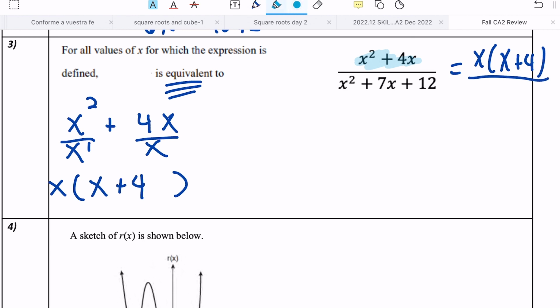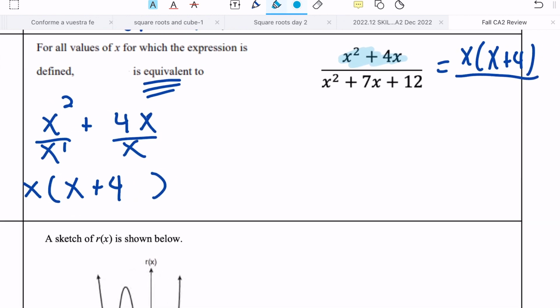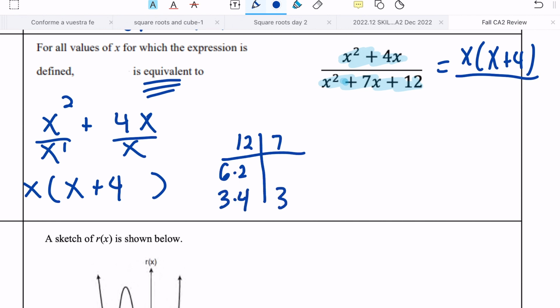And now we are going to factor the denominator here. So that's going to be factors of 12 that add up to 7. 6 times 2, but 6 and 2 doesn't give me 7. I can do 3 times 4 because 3 plus 4 is 7. So I found my factors. So this is equivalent to x plus 3 and x plus 4.